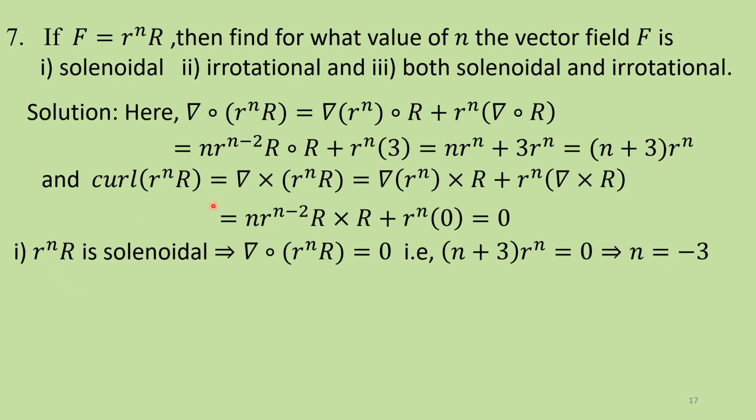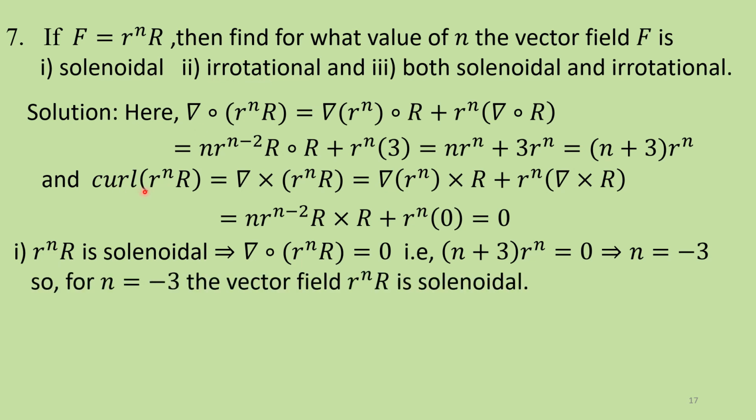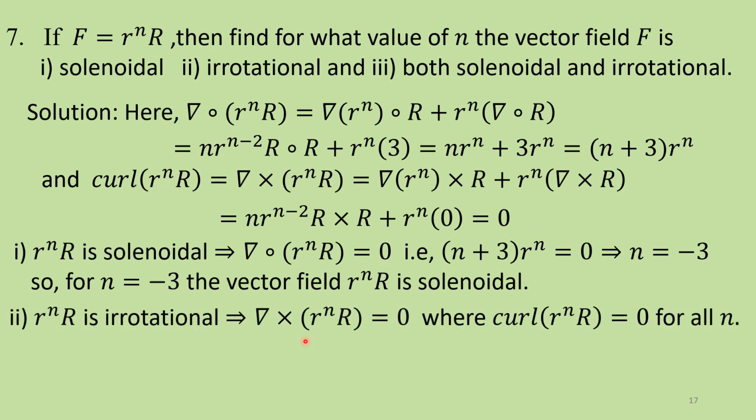Now for what value of n does the vector become irrotational? Already you got the curl of r^n times vector r is 0, correct? So that means for all values of n, the curl of r^n times r is 0. So for irrotational, irrespective of n, it holds. For all values of n it is 0.